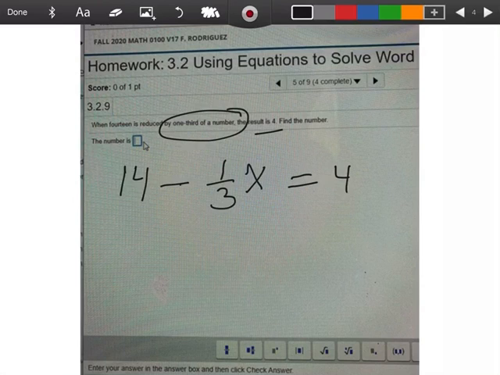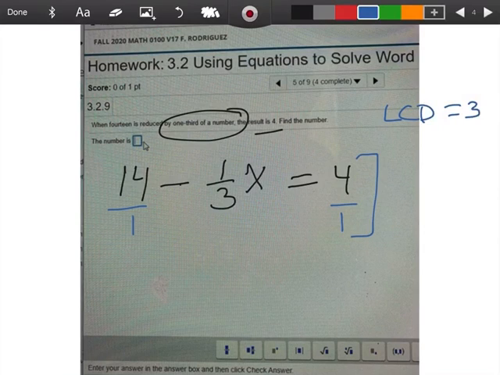Okay, so when I have a problem like this, I can think of everything here as a fraction. And I can say, okay, what's my common denominator? My least common denominator in this case is going to be the number 3, right? So why don't we just multiply everything here by the number 3, and I'll write it as 3 over 1. We're going to go 1, 2, and 3.